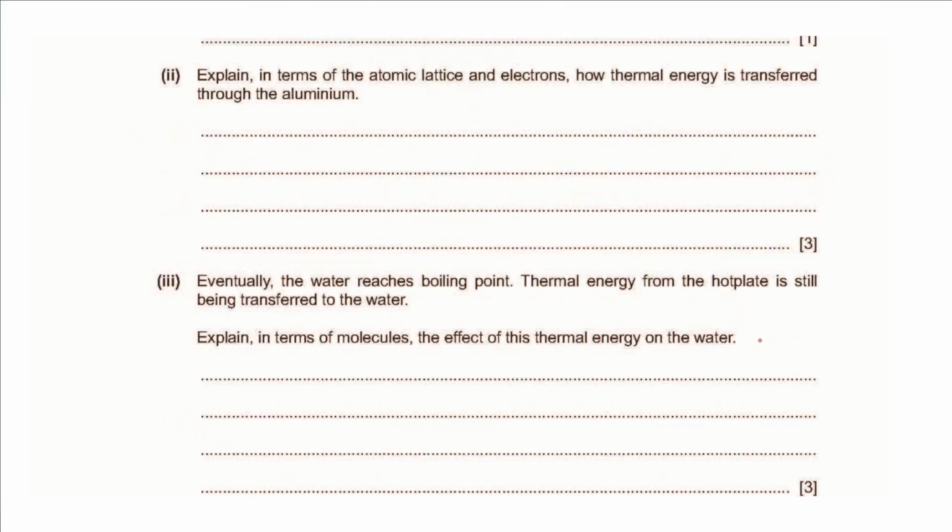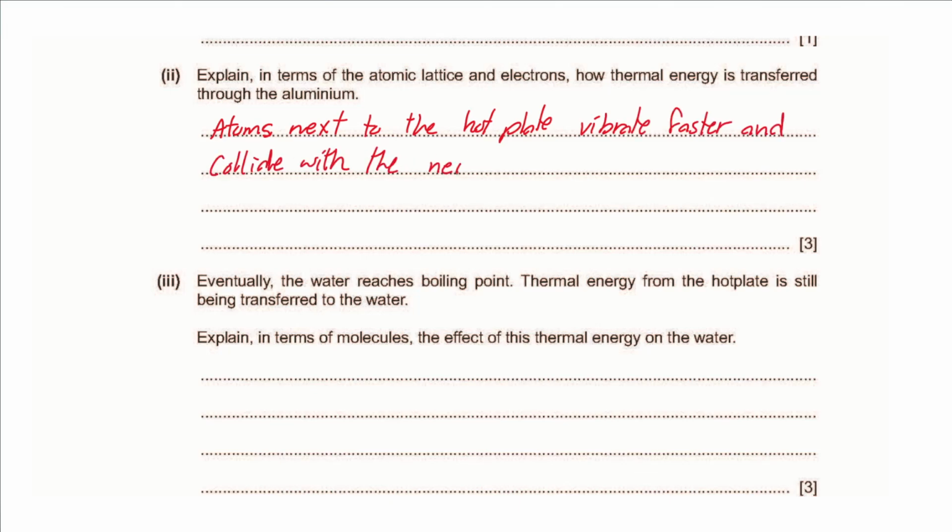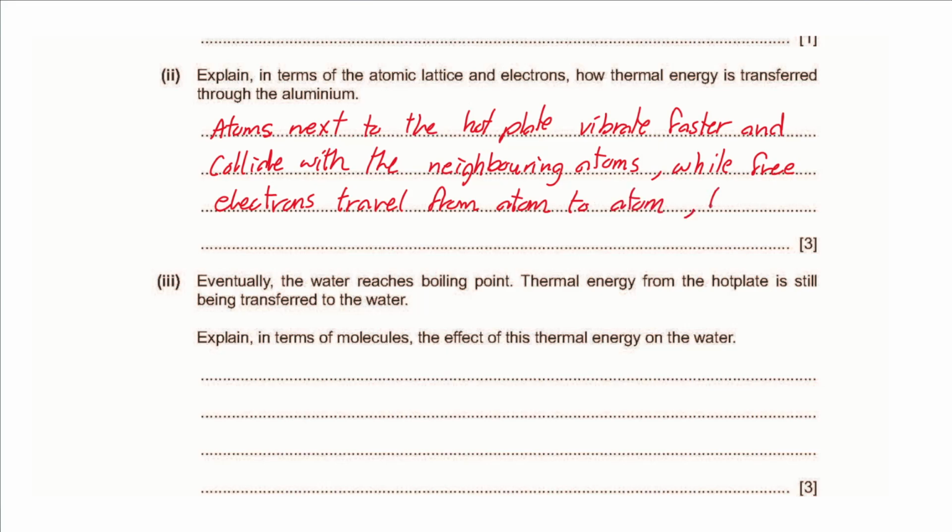Part I says, explain in terms of the atomic lattice and electrons how thermal energy is transferred through the aluminum. We say that atoms next to the hot plate vibrate faster and collide with the neighboring atoms, while free electrons travel from atom to atom, transferring kinetic energy.